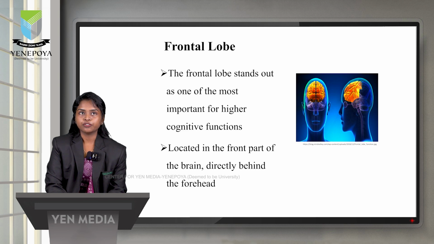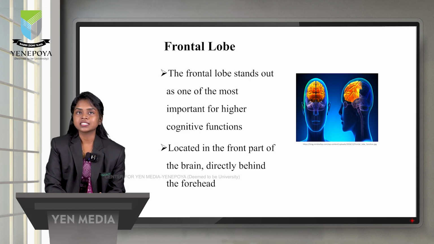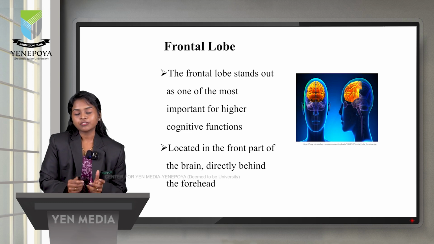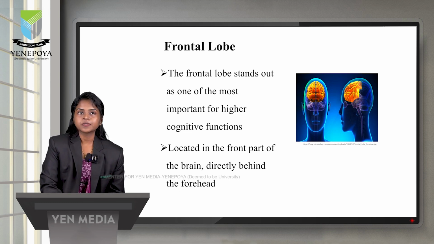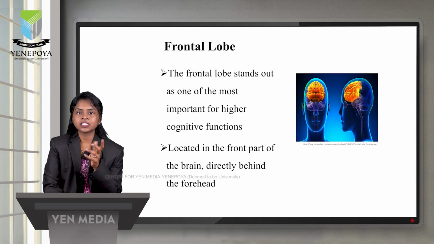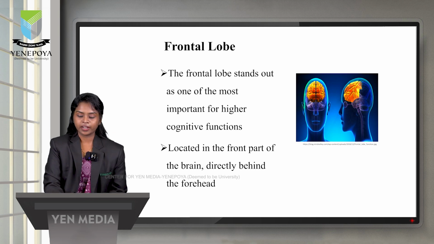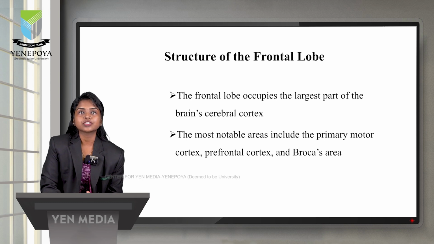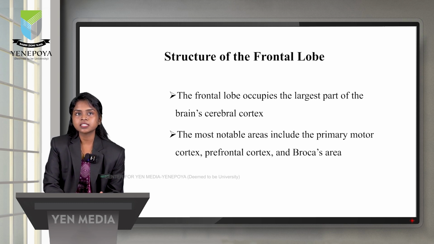So, we move on to the frontal lobe. The frontal lobe is one of the most important for higher cognitive functions. It is the front part of the brain, directly behind the forehead. You can visualize this image. The frontal lobe is placed directly behind the forehead. Now we move on to the structure of the frontal lobe. The frontal lobe occupies the largest part of the brain compared to the other lobes.